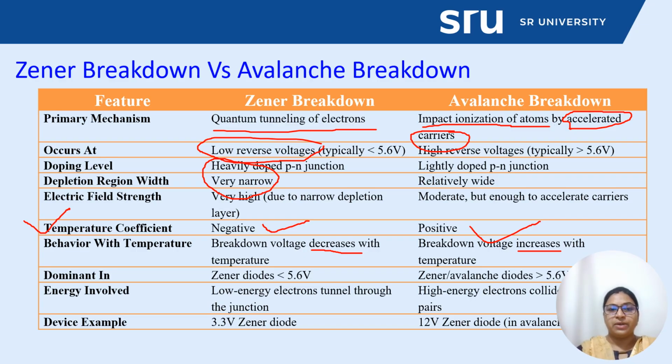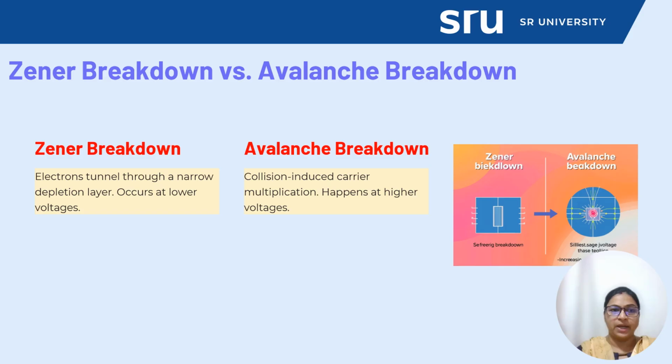So in short, what is the primary difference between Zener and avalanche breakdown? Let us look at it in a very compact way. In the Zener diode, electrons tunnel through a narrow depletion layer, occurring at lower voltage. In avalanche breakdown, collision-induced carrier multiplication happens at higher voltage.